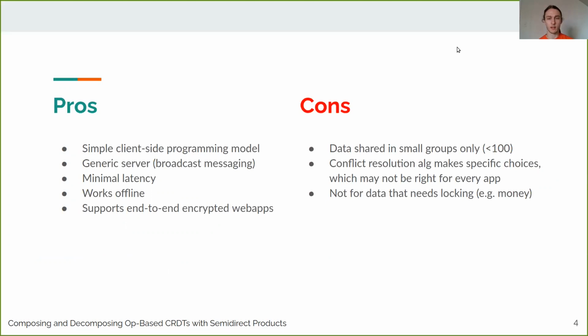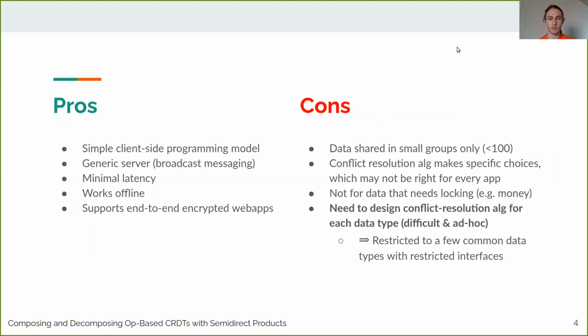Some cons are that they're targeted at data that's shared in small groups only, basically because everyone has to share the state with each other and sync up, so you don't want the group to be too big. Also, they have automatic conflict resolution, but this algorithm will make some specific choices which won't be appropriate for every app. They're not for data that needs locking, but the biggest thing that I want to talk about is the fact that you have to design the conflict resolution algorithm for each data type, which is a difficult and ad hoc process. So in practice, what this means is that you're restricted to using a few common data types with restricted interfaces, basically whatever CRDT researchers have figured out within the past 10 years.